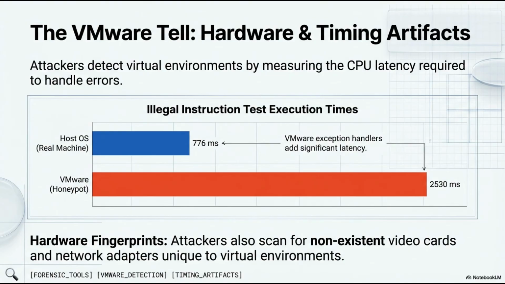Whoa. So 700 versus 2,500, that's nearly 4 times slower. Correct. So if that error handling is slow, around that 2,530 mark, the attacker knows they're in a simulation. They are in a honeypot. That is so precise. 2,530. Listeners, if you have a notepad, write that number down.